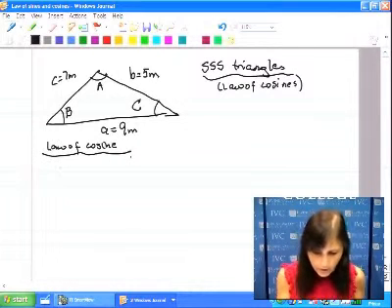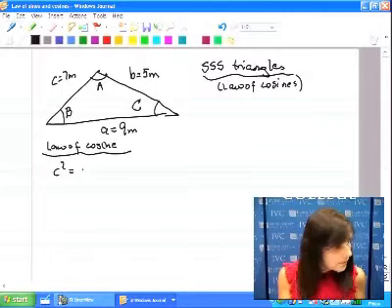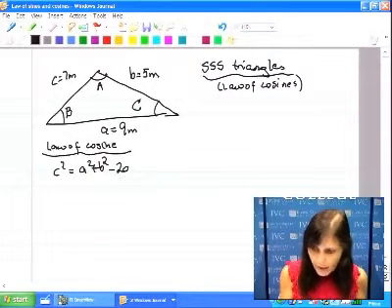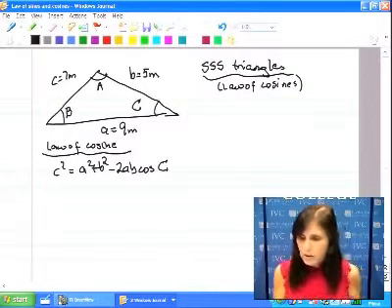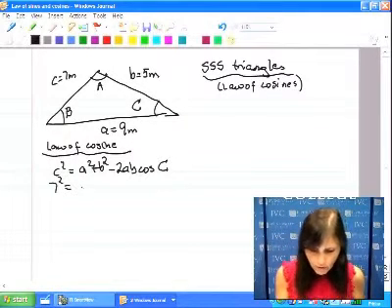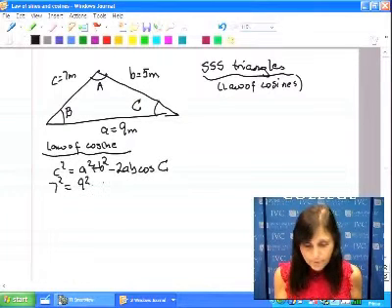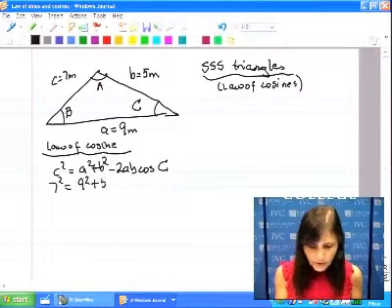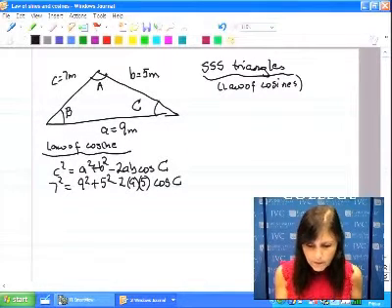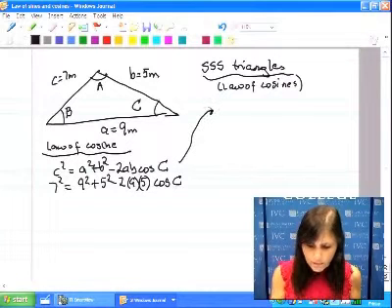And I write it down. C squared equals A squared plus B squared minus 2AB cosine of big C. Let's put in the numbers. This is going to be 7 squared, that's going to equal 9 squared plus 5 squared minus 2 times 9 times 5 cosine of C.